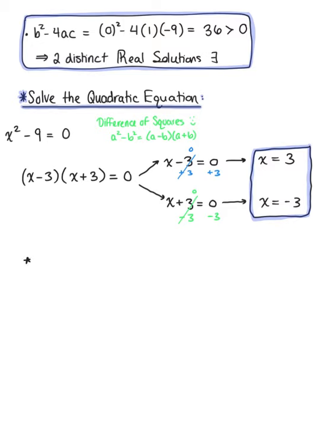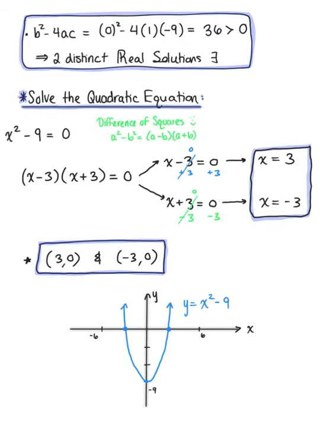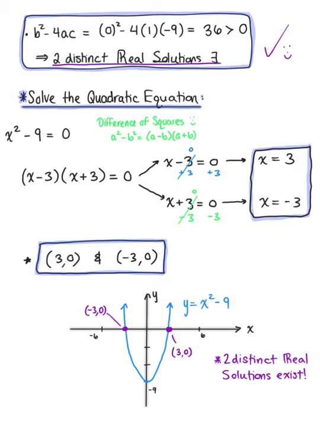Now again, let's keep in mind that these solutions, these real solutions, are also referred to as the real zeros or the x-intercepts. So we can write these two distinct real solutions in the ordered pair form (3, 0) and (negative 3, 0). Now, when we think about the graph of this quadratic equation, we can see that the graph is crossing the x-axis at the ordered pair (negative 3, 0), and again it's crossing the x-axis at the ordered pair (3, 0), which is confirming the results of our discriminant, that there are two distinct real solutions to this quadratic equation.